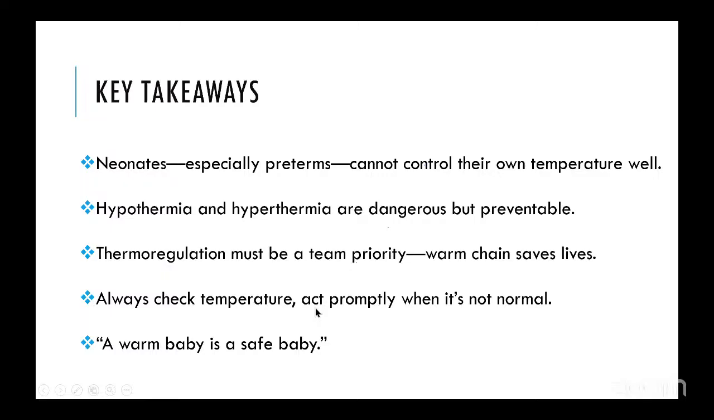So the key takeaways from this are: neonates, especially preterms, cannot control their own temperature well. Hypothermia and hyperthermia are dangerous but preventable. Thermoregulation must be a team priority. The warm chain saves lives. Always check temperature. Act promptly when it is not normal. And a warm baby is a safe baby.